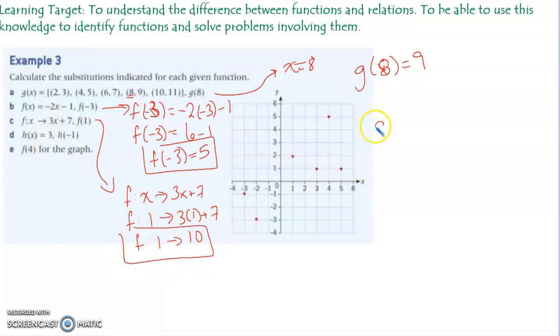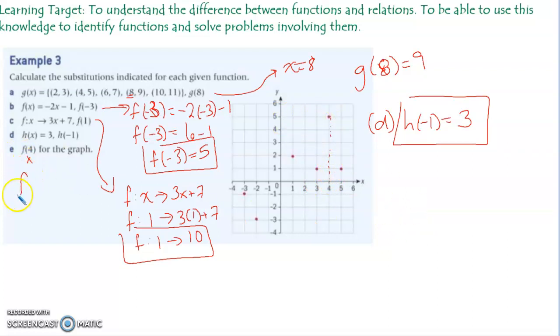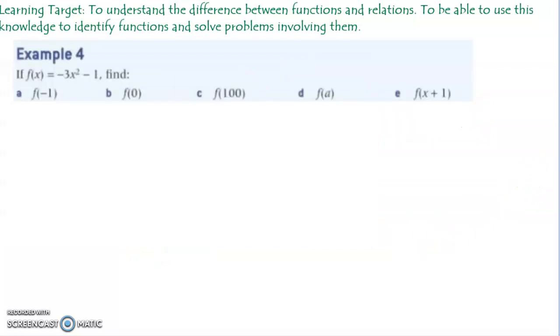Okay. For D, when I'm looking for h of negative 1, well, I can substitute negative 1 in, and there's just a 3 on the other side, so there's nowhere I can place negative 1 in. So this just means that the output is 3 every time. No matter what value of the domain I place in, I'm going to get 3 as my solution. And then the last step is f of 4 for this graph. Again, the x value is 4, so I'm going to travel up and find the y value there. So f of 4 is going to generate the value 5, sorry.